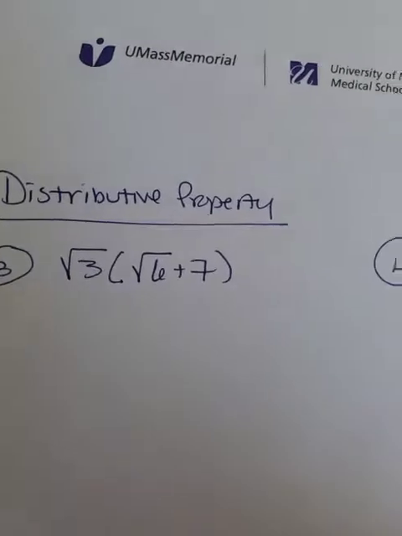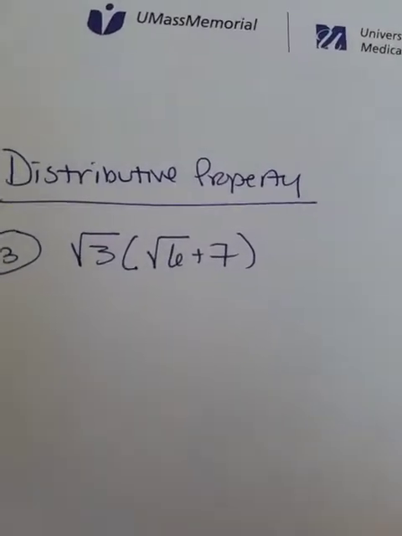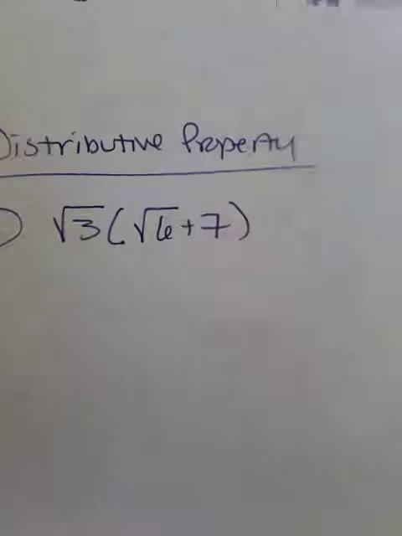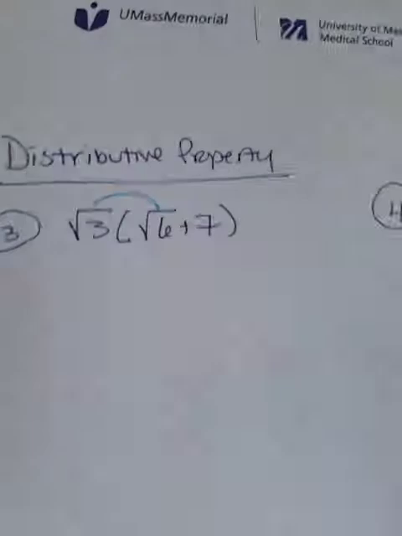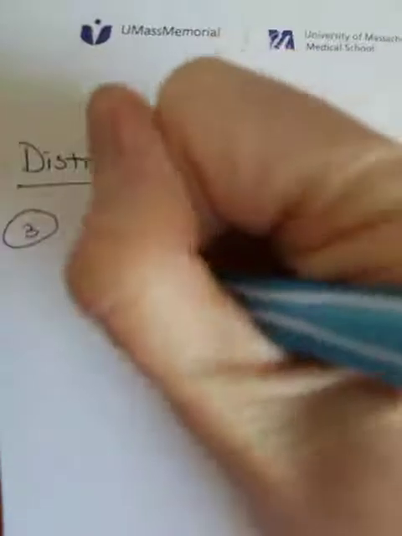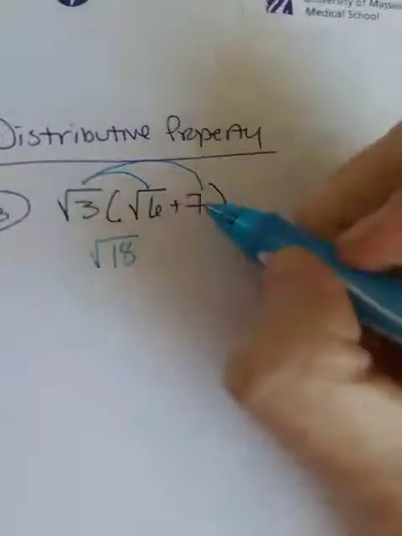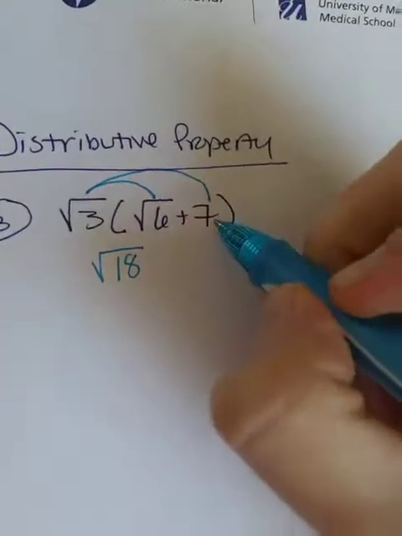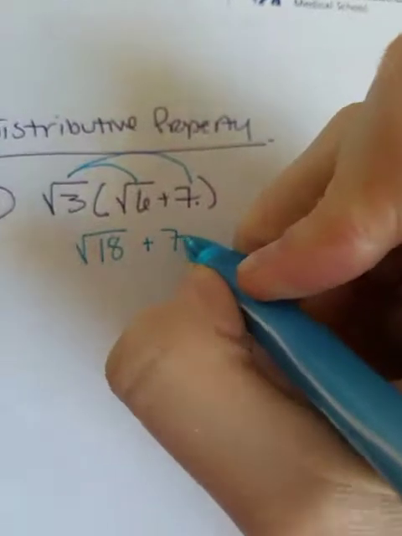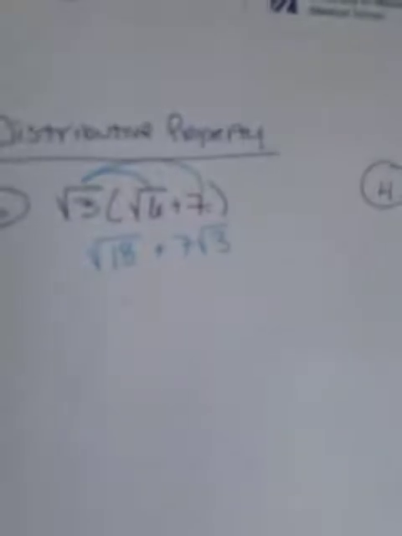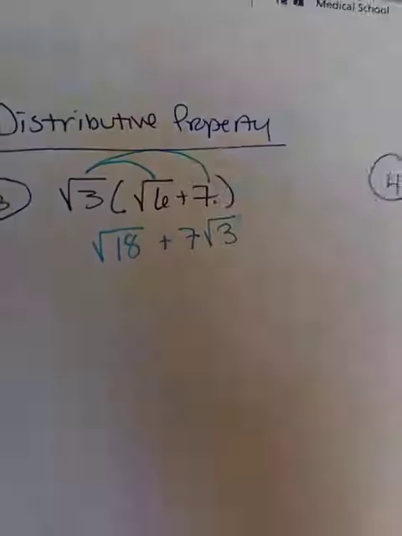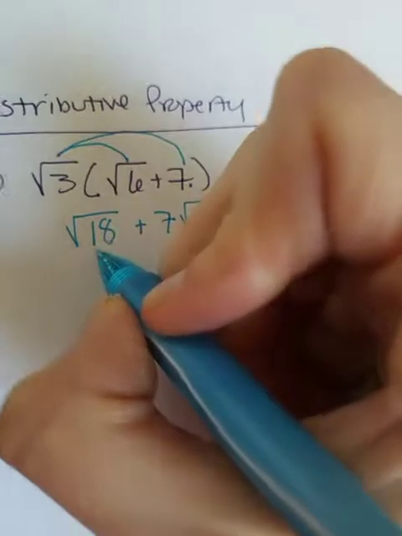Next one. Now you're going to also see ones with the distributive property. Again, we've done ones like this before, but let me refresh your memory. So we just distribute in the root 3 to the root 6. Root 3 times root 6 is root 18, because 3 times 6 is 18. And then I have to do root 3 times 7. Remember, 7 is not under a square root symbol, so it'll just be plus 7, and then the root 3 gets tagged on.